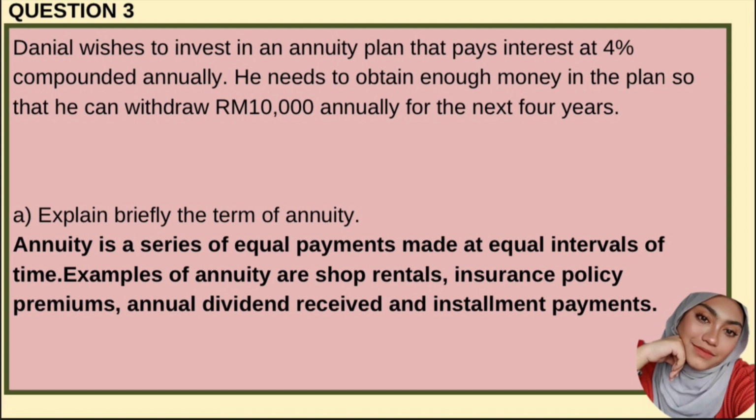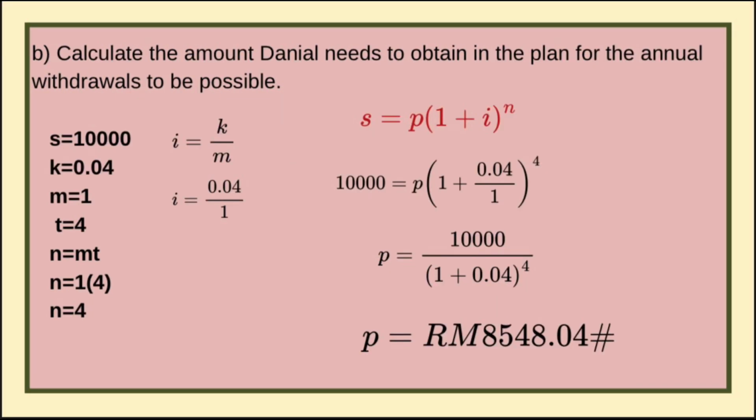Annuity is a series of equal payments made at equal intervals of time. Examples of annuity are shop rentals, insurance policy premiums, annual dividend received, and installment payments. For question B, calculate the amount Daniel needs to obtain in the plan for the annual withdrawals to be possible.